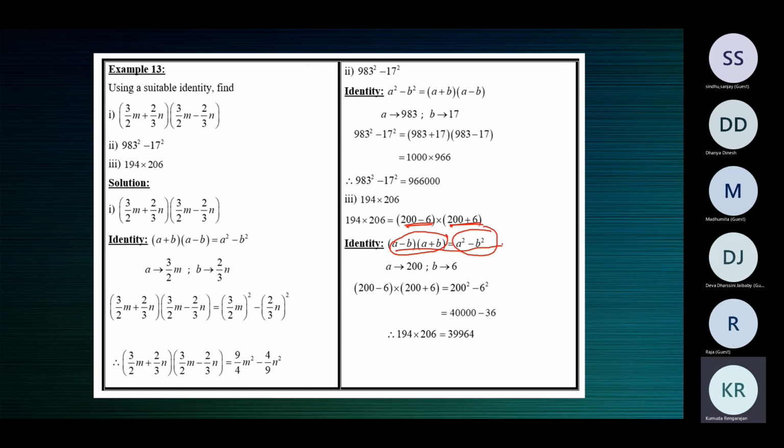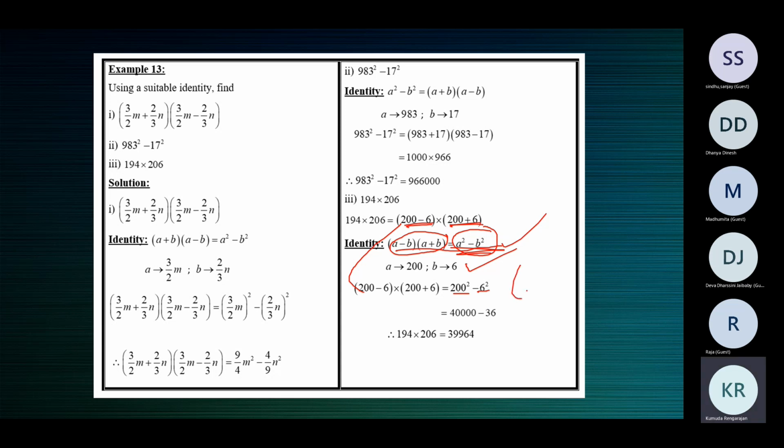So now after writing the identity, pick the values of a and b. So now the given question, write this one. So the answer is a square minus b square. A is 200, 200 square, and b is 6 square.